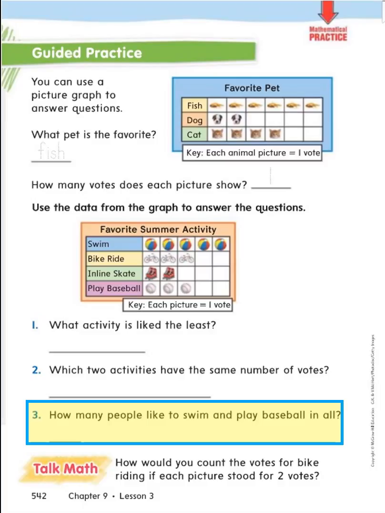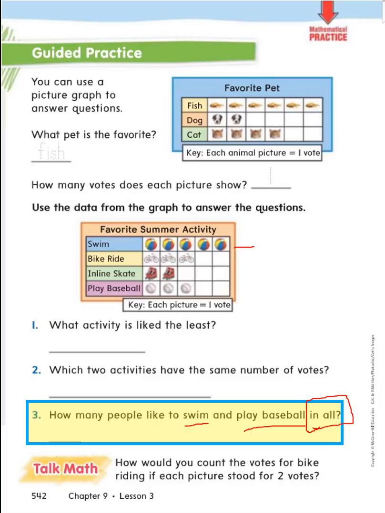And then let's go to question 3. How many people like to swim and play baseball in all? That's a really important part. In all. Usually when we see that, what kind of math are we doing? Hopefully you remember that it's addition. So how many people like to swim and play baseball in all?